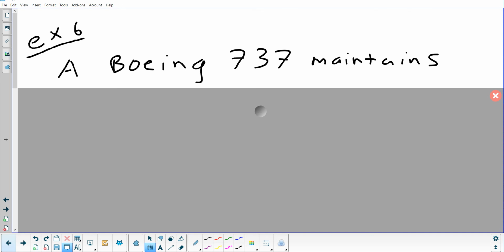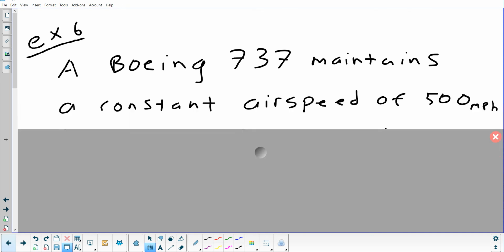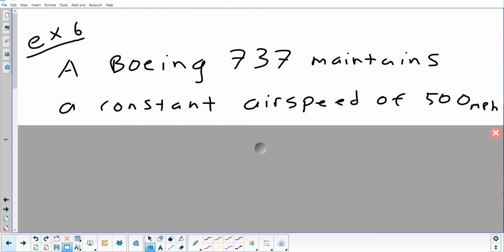So we've got an airplane that's maintaining an airspeed of 500 miles an hour. Just to explain the difference, you're going to see two words in this problem, airspeed and ground speed. There's a difference. Airspeed is basically, you put your hand out the window, how fast the air is hitting your hand.